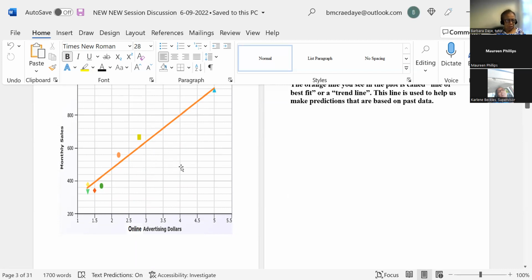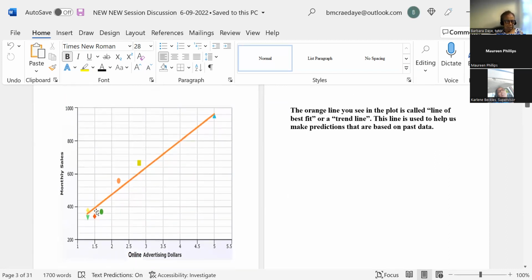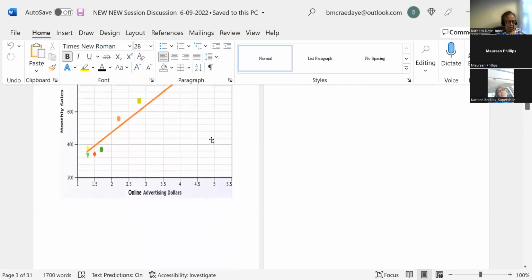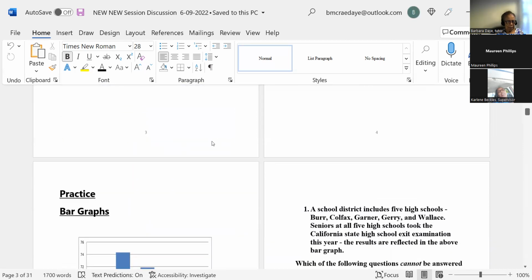And what we are interested in is what we call our line of best fit. So we plot these values, and this is online dollars versus the monthly sales. And then we draw a line, and when you draw the line to get the best fit, you draw a line that touches as many of the points as you can or comes close. Okay, and we call that our line of best fit. And that's for a scatter plot.